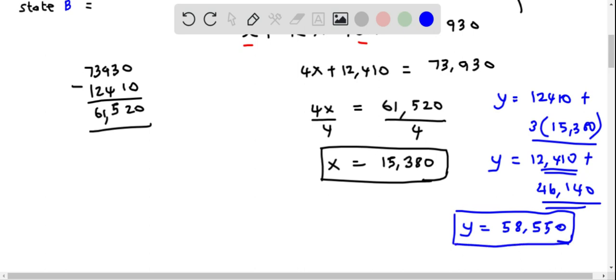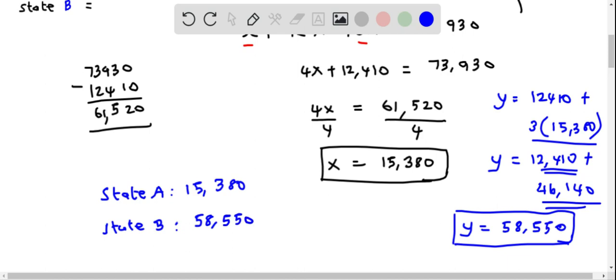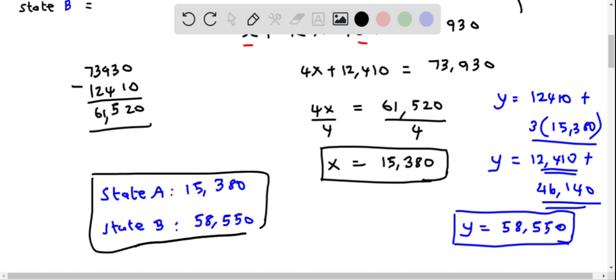So we say that in state A, there are about 15,380 people, and in state B, there are 58,550 people living in state B. And this answers this question.